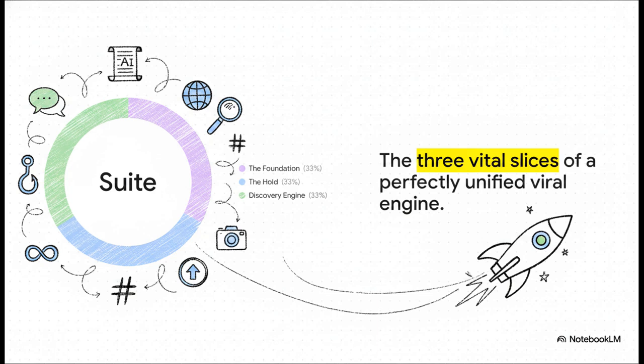So, taking a step back, the whole shebang perfectly aligns into three vital slices. You've got the foundation, delivering the original script and those complex prompts. You've got the hold, hardwiring the engagement psychology, and you've got the discovery engine, wrapping the whole thing up in a neat little SEO package. It's not just a random bucket of AI tools. It's a perfectly unified, highly tuned viral engine.